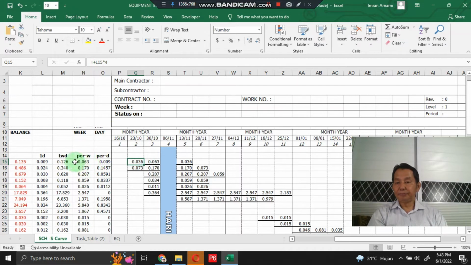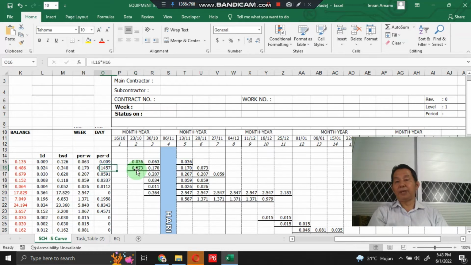L15 means weight factor per days. N15 means weight factor per weeks. This is also the remaining. We put 4 days. You could check the cell inside.